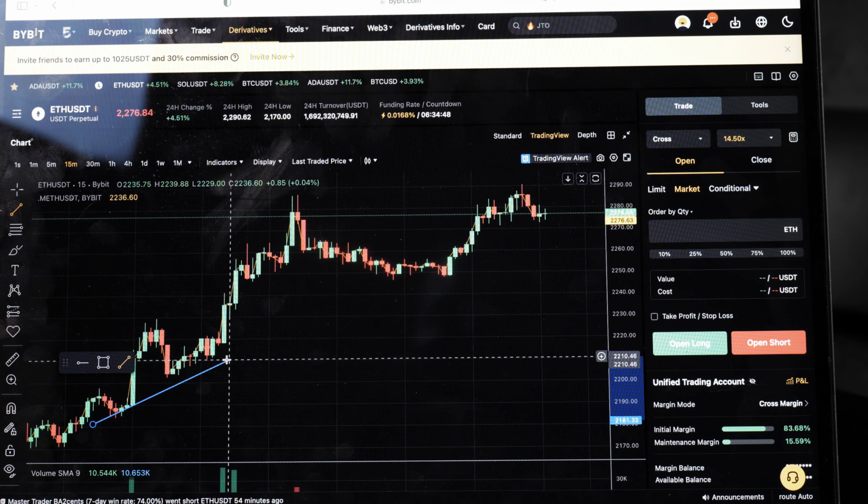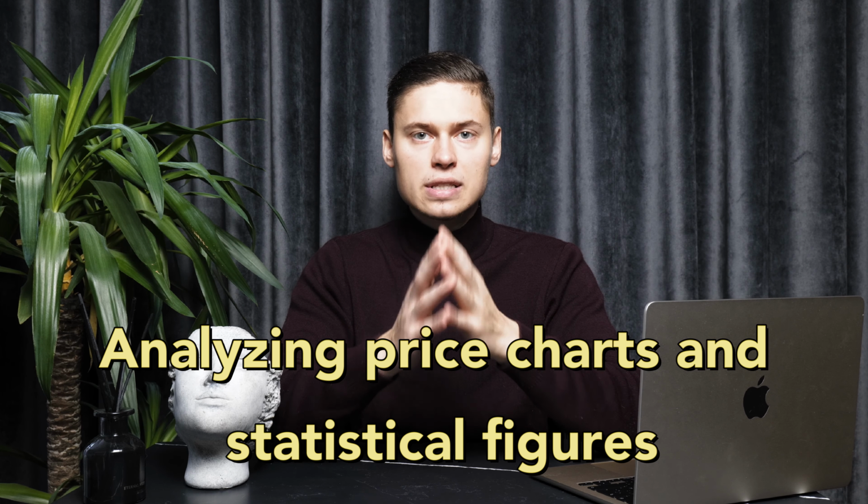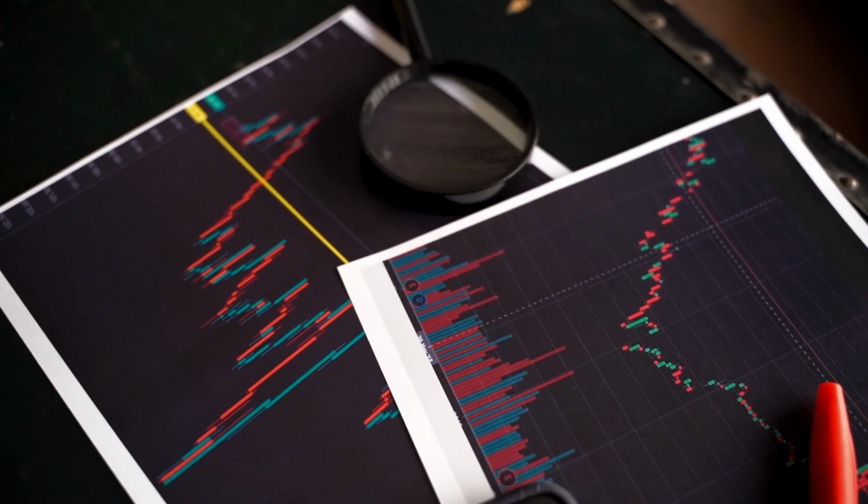Technical analysis is the art and science of forecasting future price movements based on the examination of past market data. Primarily, it involves analyzing price charts and various statistical figures to identify patterns and trends. Unlike fundamental analysis, which looks at economic and financial factors, technical analysis focuses solely on price movement and market behavior. It's based on the idea that historical price actions can offer clues about the future market direction.